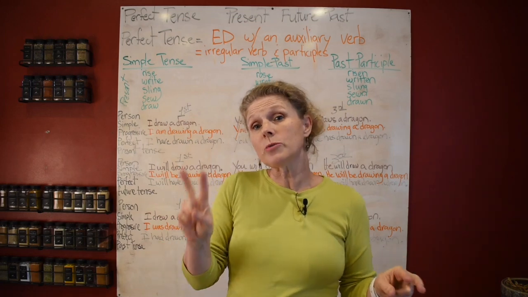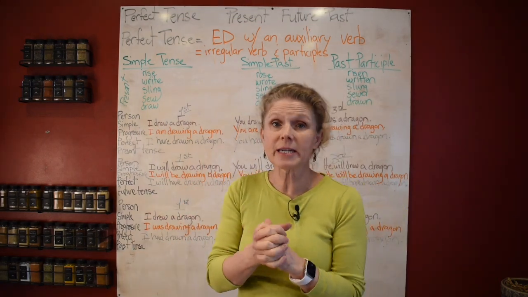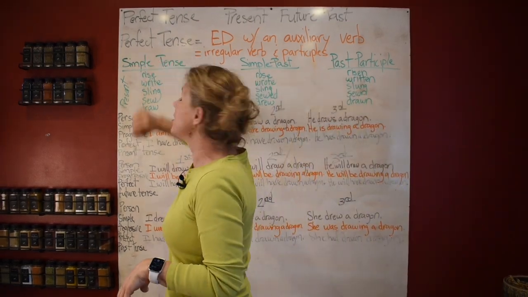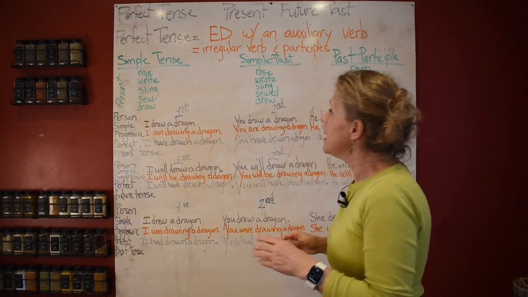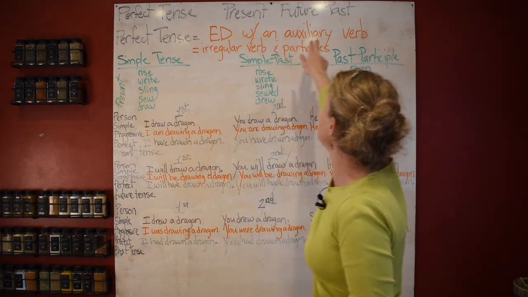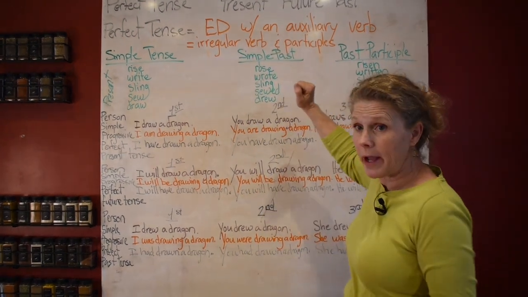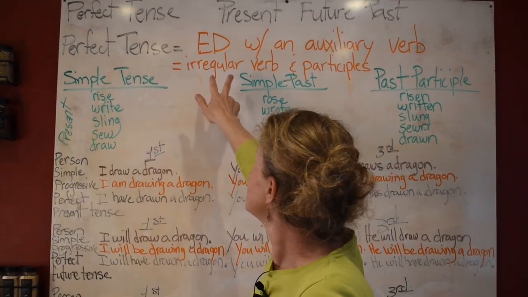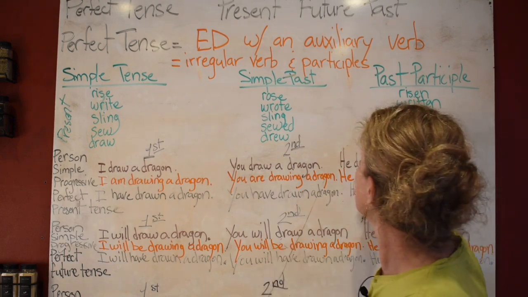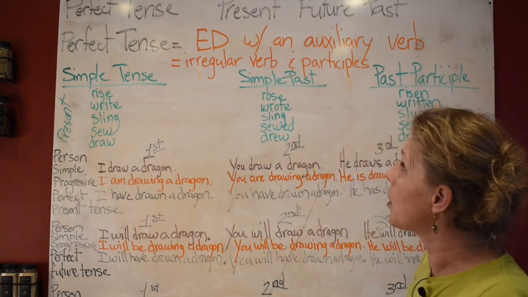Hi everyone, so we are doing part 2, a continuation lesson. We are really focusing on our perfect tense now in this part. Now your perfect tense, they have to have the ed with an auxiliary verb, okay? And the perfect tenses come with irregulars. Your irregular verbs and your participles.